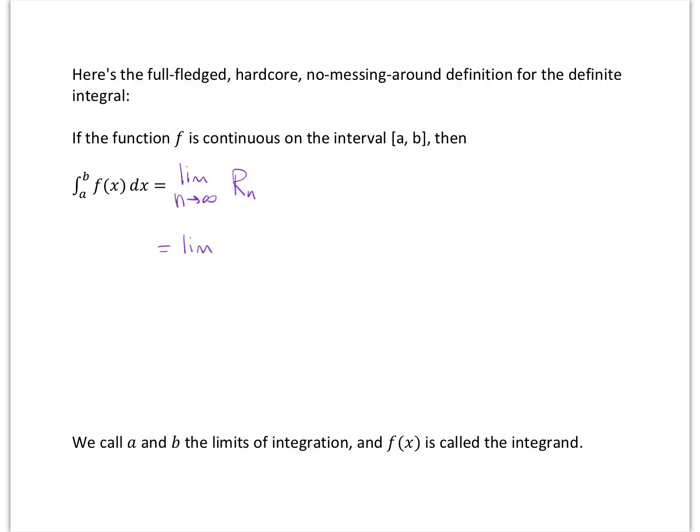This is the limit as n goes to infinity of, okay, the right-hand Riemann sum was delta x times f of a plus delta x, plus delta x times f of a plus 2 delta x, plus dot dot dot, till we get to the very last rectangle, which is an area of delta x times f of a plus n delta x, which would be f of b. Okay, that's our right-hand Riemann sum. We're taking the limit as n goes to infinity.